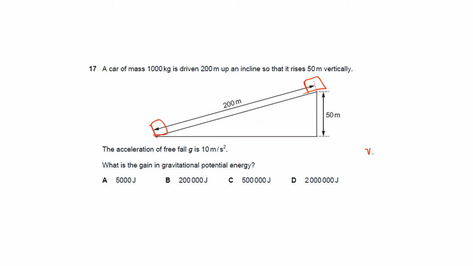So gravitational potential energy is mgh. The mass is 1000, the acceleration of free fall, g, is 10, and the height is 50 meters. So this would be 500,000 joules. And so the answer would be C.